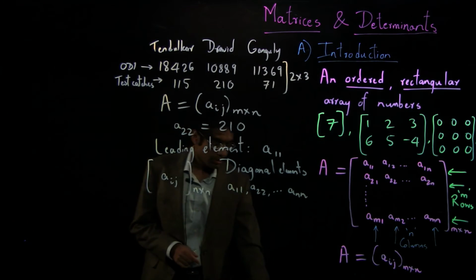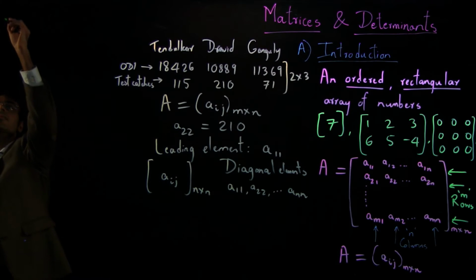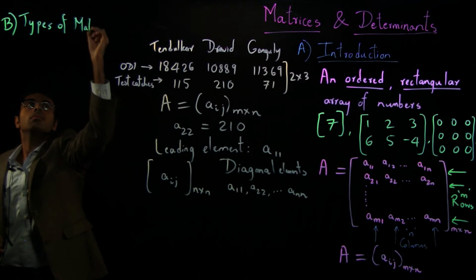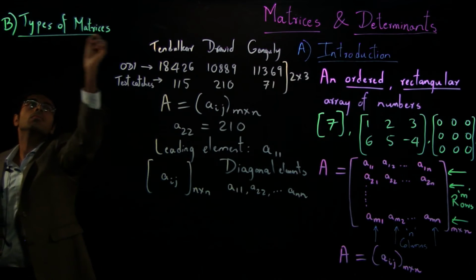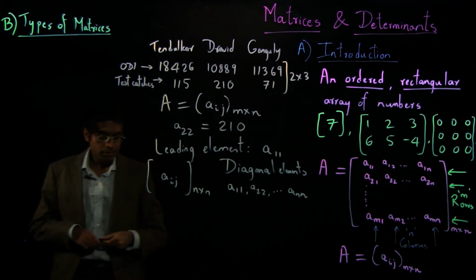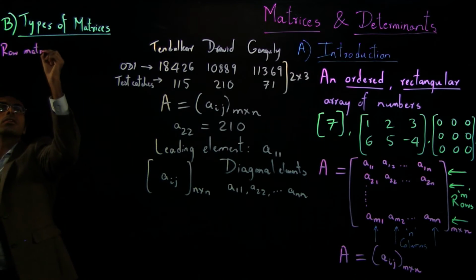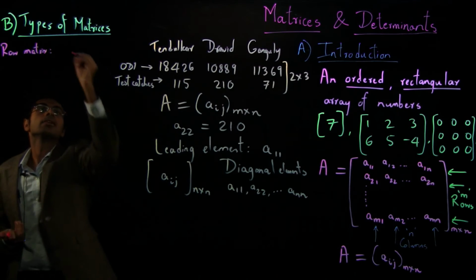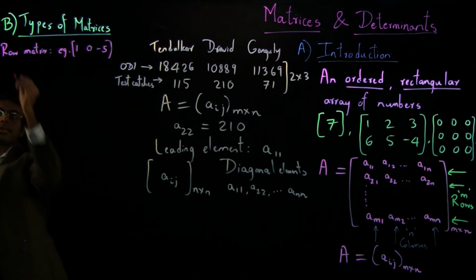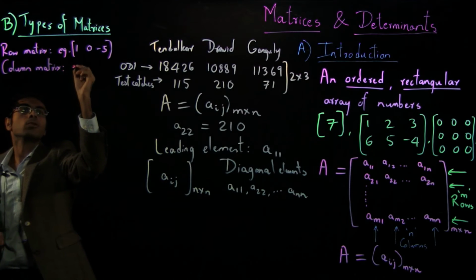So with that, we jump to the second section of our chapter, and that is types of matrices. So there are many different types of matrices, and we can start off with some simple types. So a row matrix, for example, has only one row. So a simple example, this is a row matrix. Similarly, you have a column matrix. There's only one column.